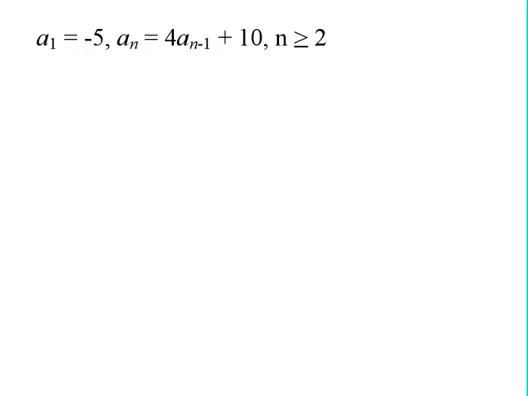I want you to try it here. We'll see how you do on this one. This one's a little trickier. So I just want you to find the next term. Because what's my first term going to be? Negative 5. So I want you to try and find the second term. We'll just see how you do. So just write down the second term. That's what I'm looking for right now.